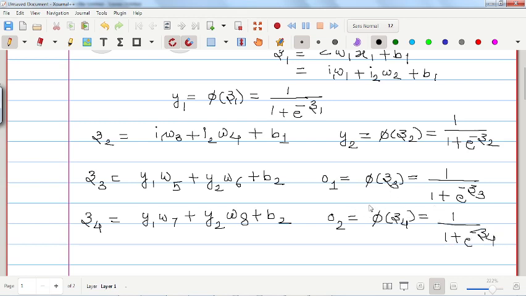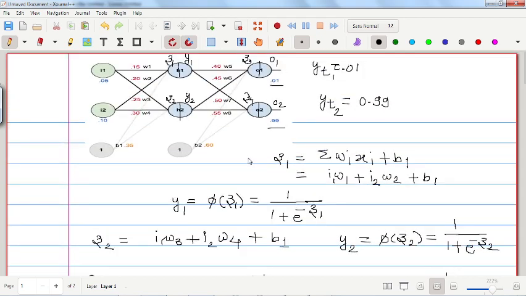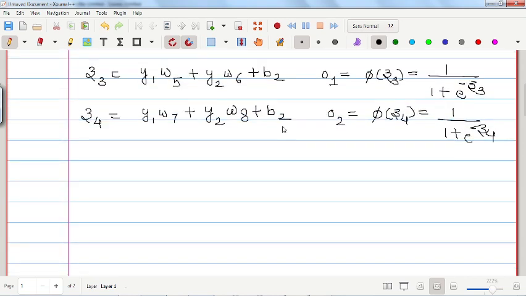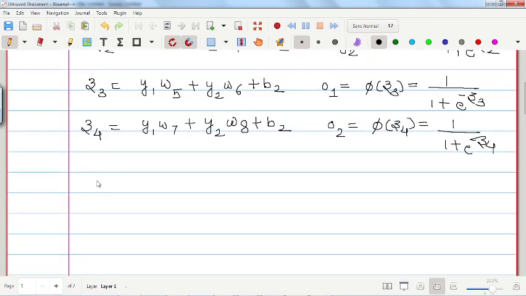We can calculate O2. All the values are calculated, and here we will observe O1, O2 and the targeted values. There is a difference between them, and our aim is to minimize this difference. To train our neural network for better performance, we are updating the weights and bias. So we want to update the weight and bias now, and our aim is to minimize that error.